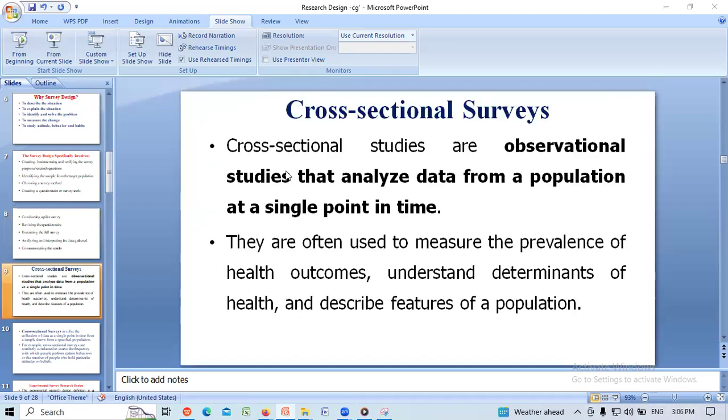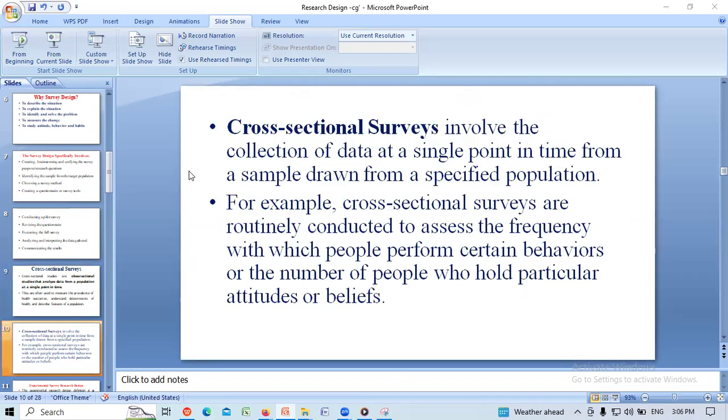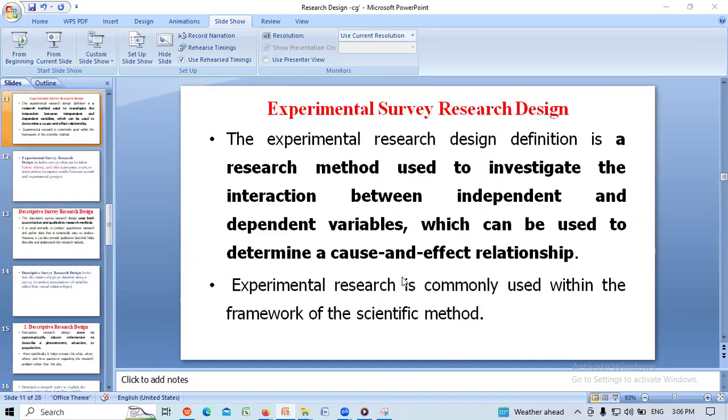Cross-sectional survey. Cross-sectional studies are observational studies that analyze data from the population at a single point in time. They are often used to measure the prevalence of health outcomes, understand determinants of health, and describe the features of a population. A cross-sectional survey involves the collection of data at a single point in time from a sample drawn from the specified population. For example, cross-sectional surveys are routinely conducted to assess the frequency with which people perform certain behaviors, and their beliefs.